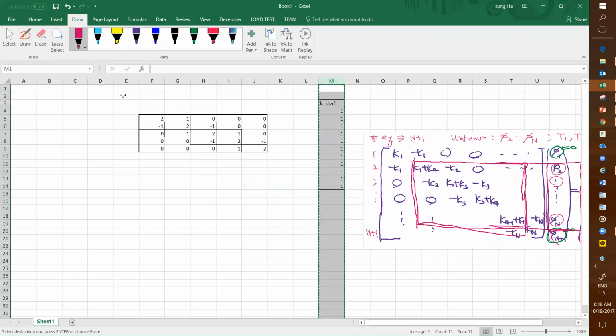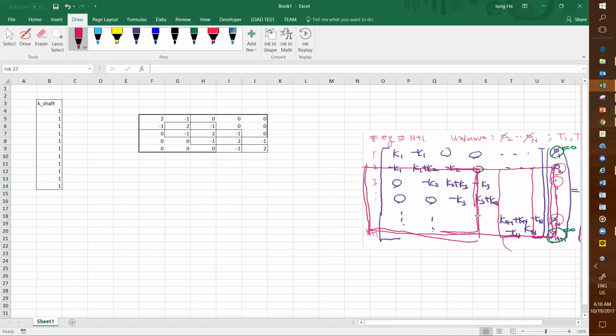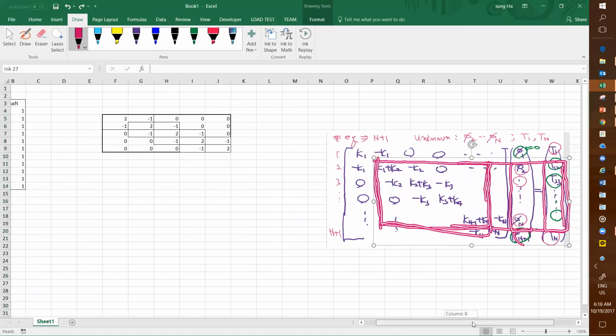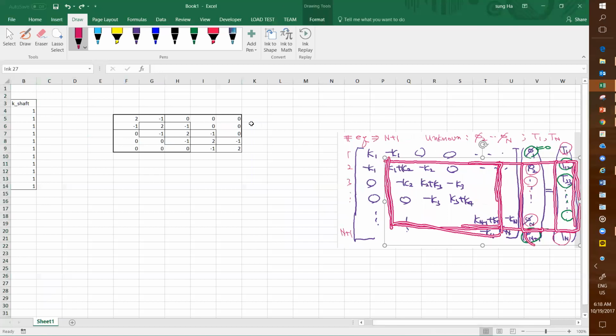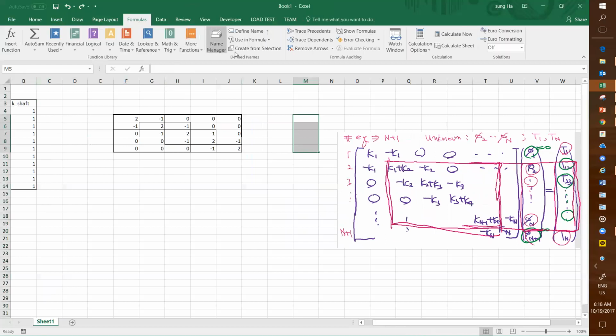Let's rearrange this. This is a K shaft, and here we can have a force. Okay, this will be a force. I will call this one torque.